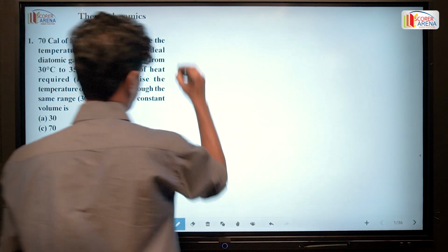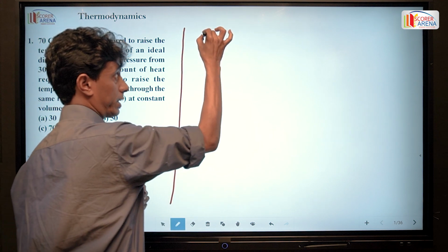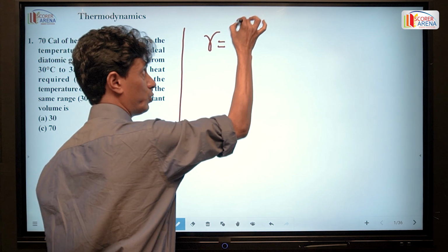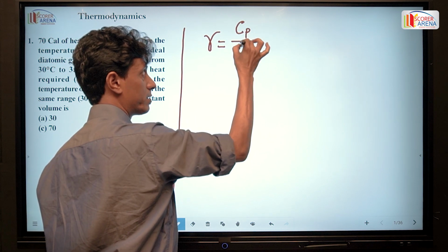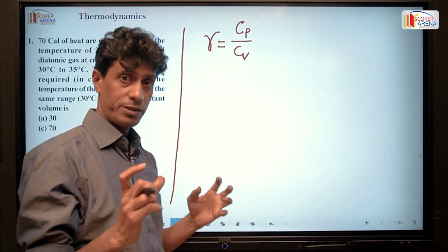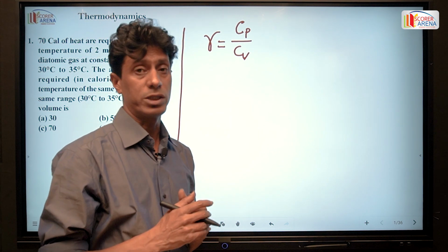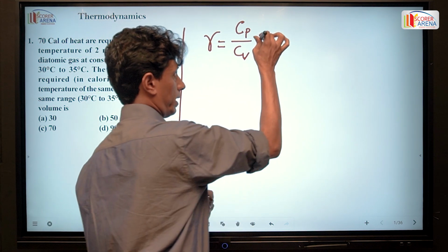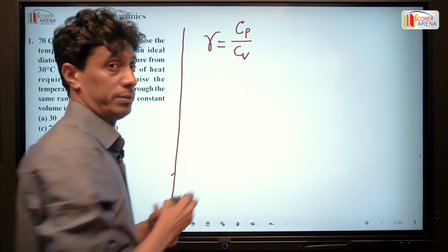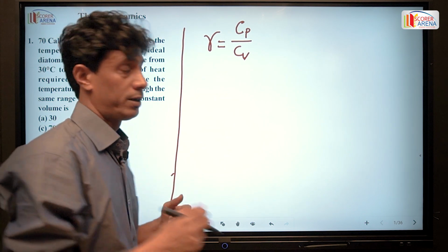So let us now discuss the gas exponent gamma, and it is Cp by Cv. Cp is the molar specific heat at constant pressure and Cv is the molar specific heat at constant volume. It is numerically equal to Cp by Cv, but gamma has a certain significance in the thermodynamics chapter.